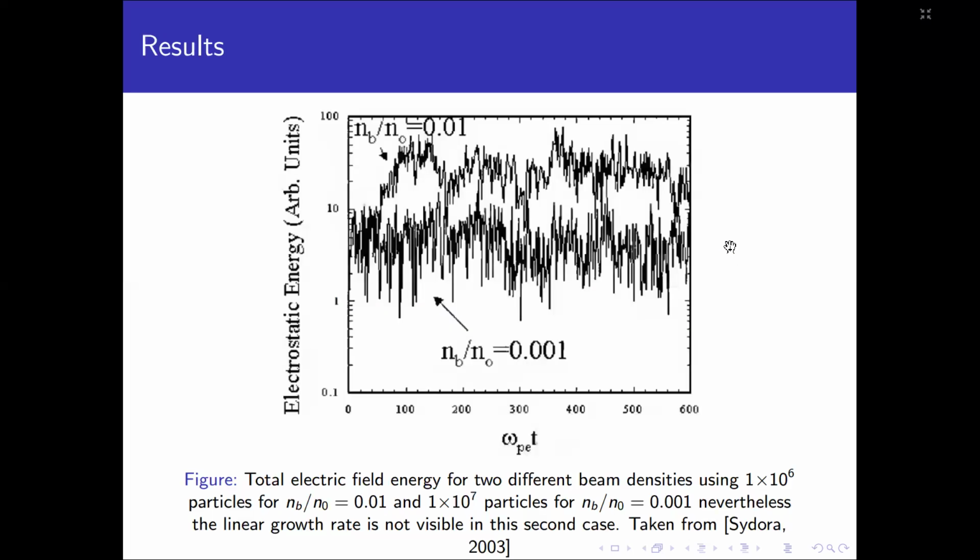So in this case, both beams have the same speed distribution? Yeah, the only thing that changes is the relative density of the particles. In other words, here we employ many more particles in this beam, and in this case, far fewer particles. Okay.